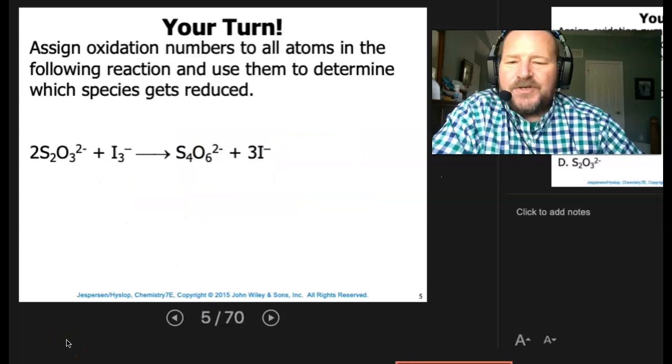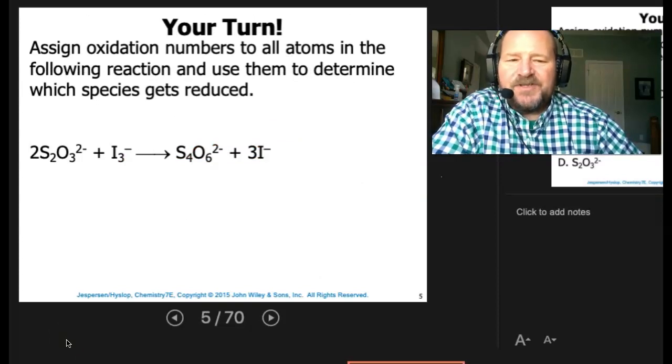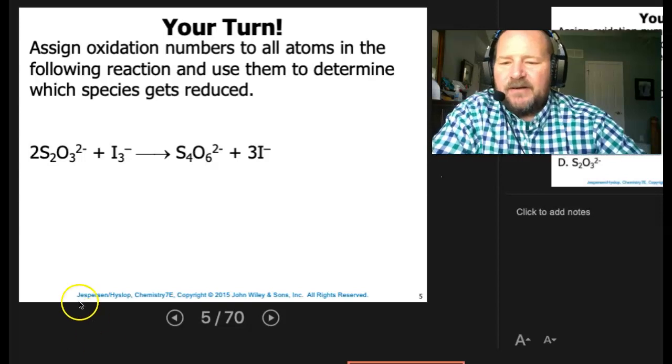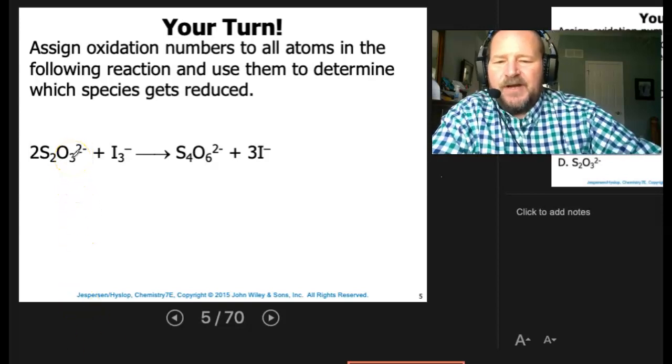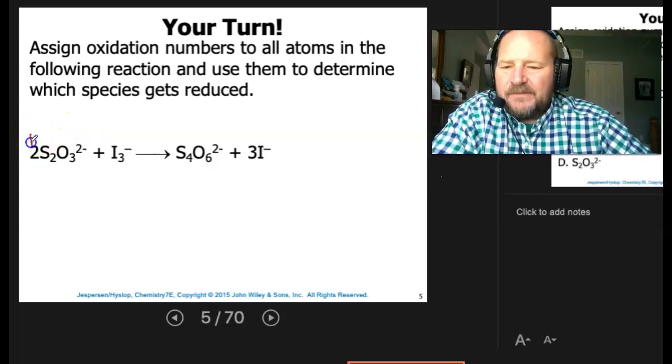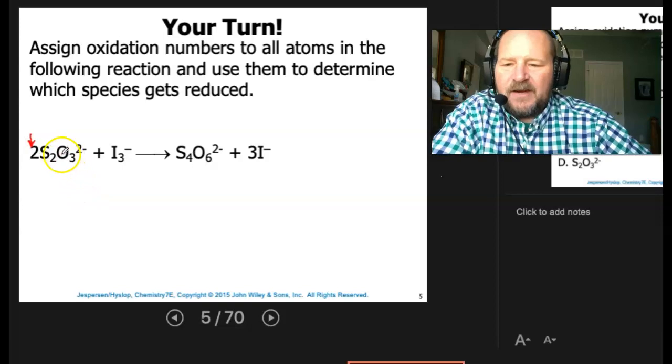All right, so your turn then. Assign oxidation numbers to all atoms in the following reaction and use them to determine which species gets reduced. All right, so assign oxidation numbers to all the atoms, and then we're going to look at which one has been reduced. So here we know that oxygen has to be a -2. Now I'm not going to worry about the coefficients when I'm looking at oxidation numbers. So this 2 out here in front, we don't care about that. All we care about is the molecule itself. And so here we have a -2 for oxygen.